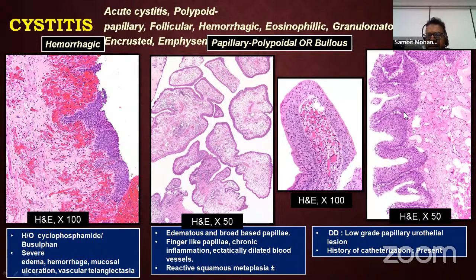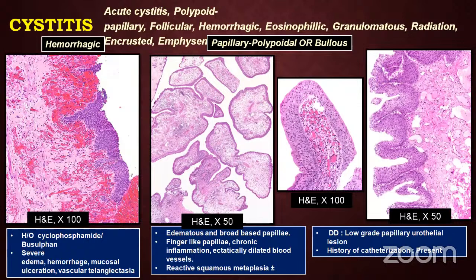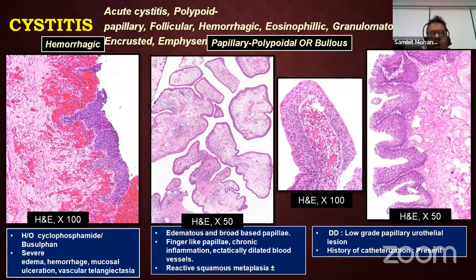Then this is another example of papillary cystitis. And the differential would be a low-grade papillary urothelial carcinoma. History of catheterization for stones or stricture is usually there in such conditions. And you do see reactive squamous metaplastic change.